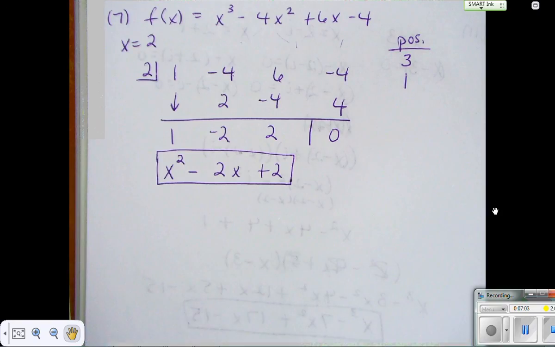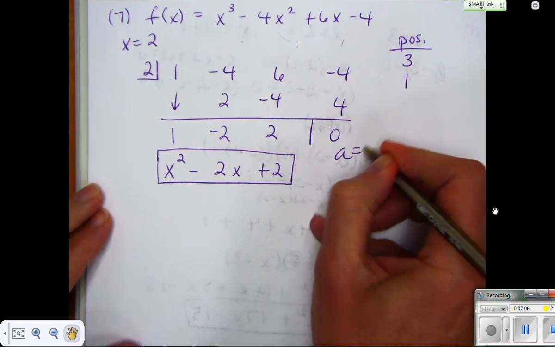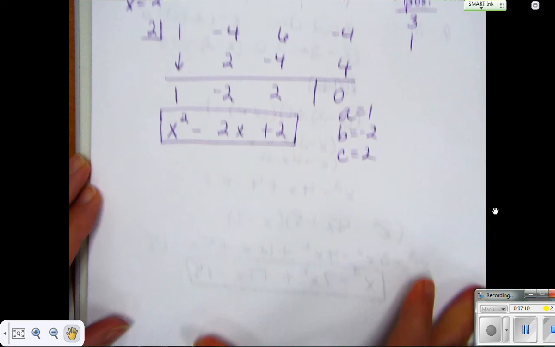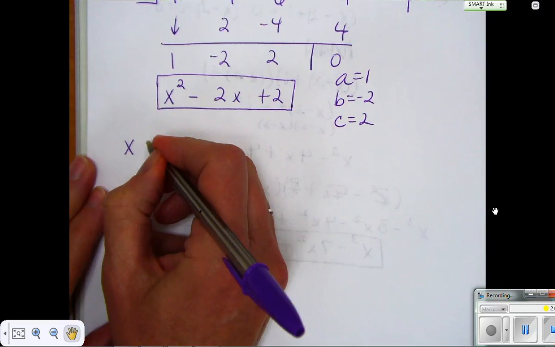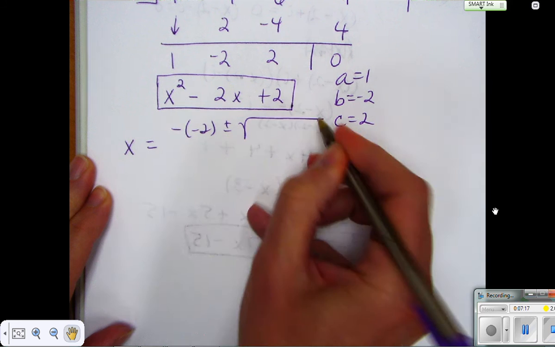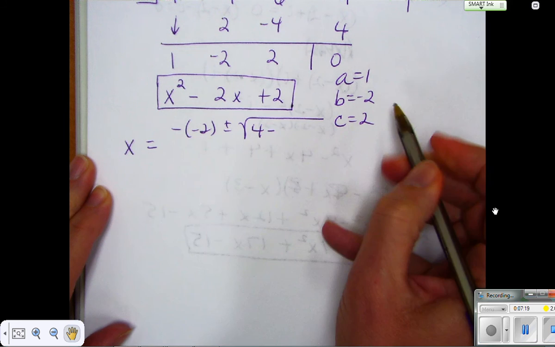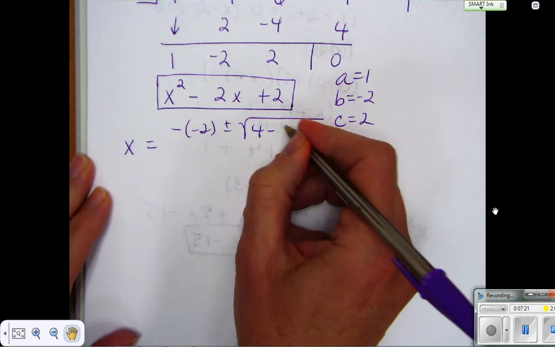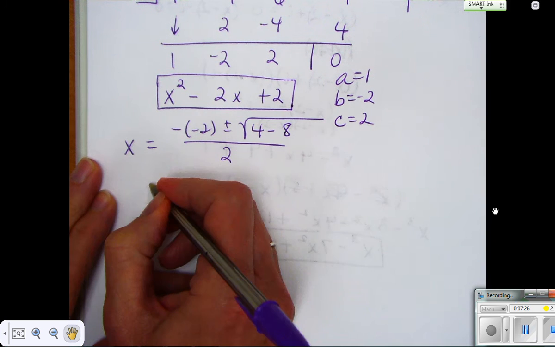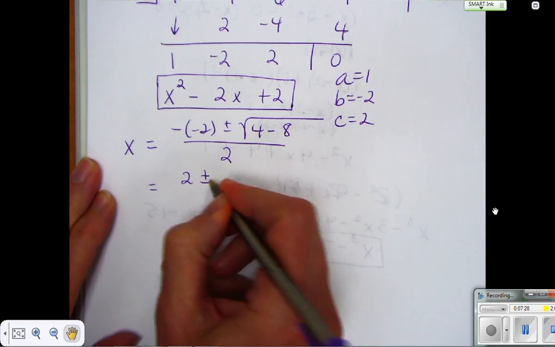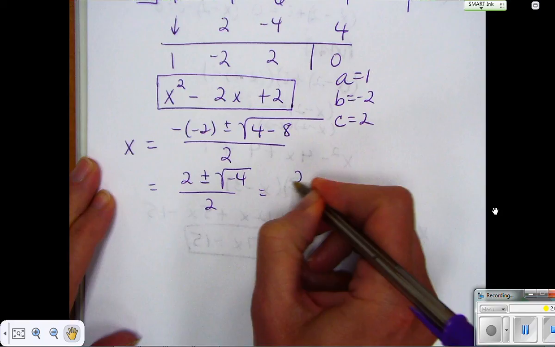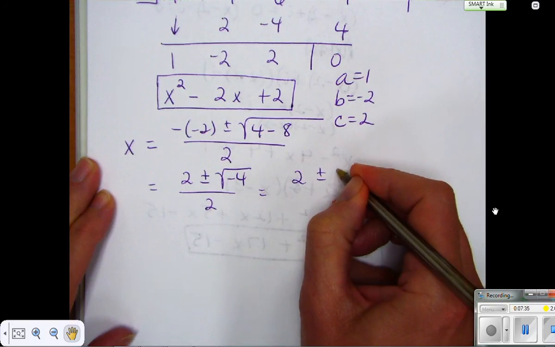It's prime. Okay, so your A is 1, B is negative 2, and C is positive 2. So let's plug it into the quadratic formula. Negative B plus or minus the square root of B squared minus 4 times A times C, it's going to be 8, all over 2 times A. Okay, so that's 2 plus or minus the square root of negative 4 all over 2. 2 plus or minus 2i all over 2.